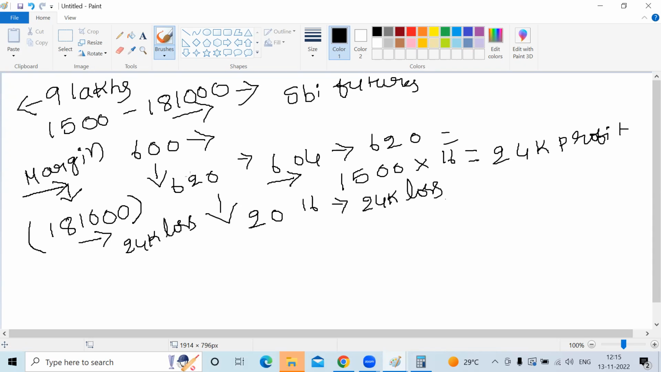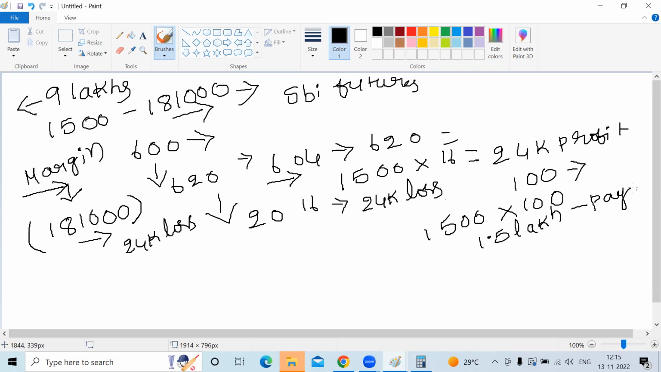If you don't collect the margin amount, say suddenly if SBI falls 100 rupees, then what happens? 1500 into 100, how much? 1.5 lakh. Okay, what if you don't pay? You incurred a loss, but there is a chance that you are not going to pay. That is why they collect this amount, which is called margin amount.